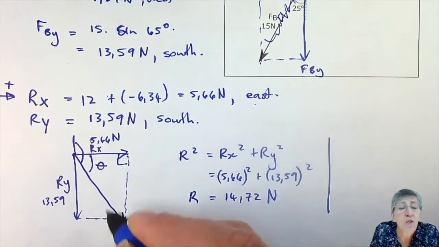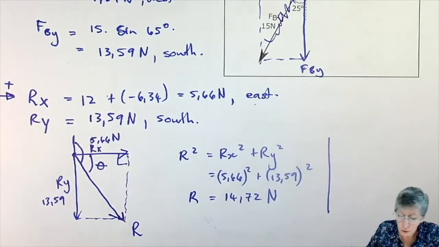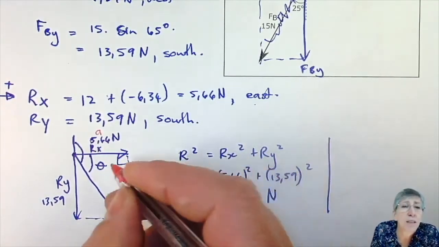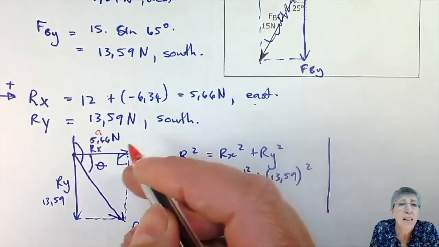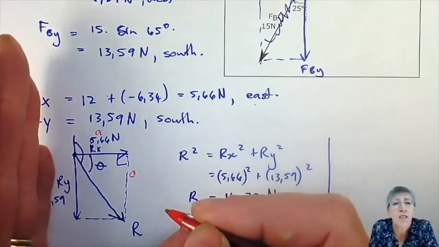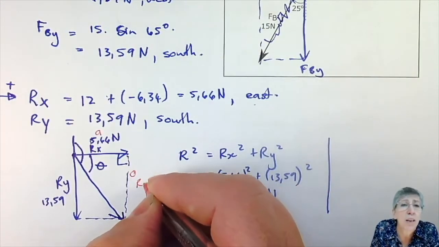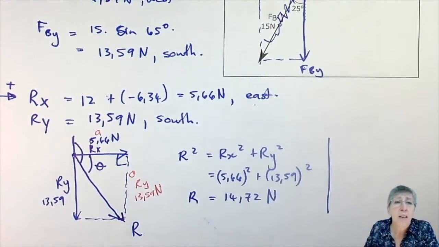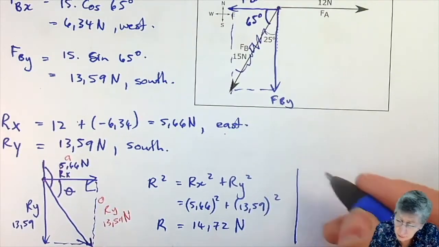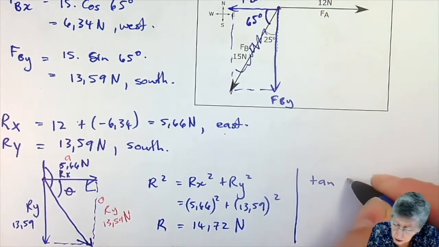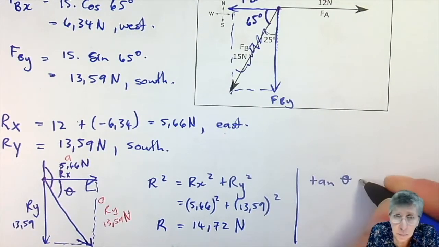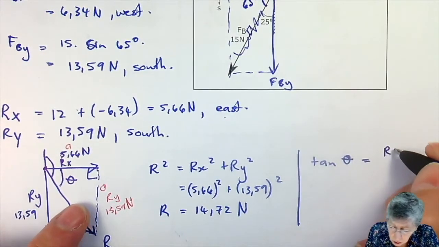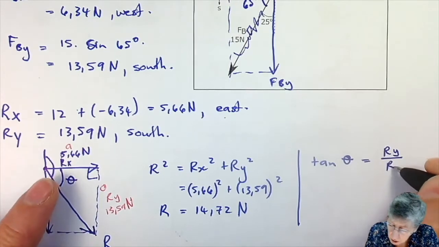So let's work in this triangle because I'm looking for that one. So if I'm looking for that one, then the adjacent is going to be my 5,66, and my opposite is actually that Ry that is repeated over there, Ry of 13,59 Newton. Right. So when I do this, I'm going to work with tan. Right. So the tan of that angle that I'm looking for is opposite over adjacent. So that will be Ry divided by Rx.